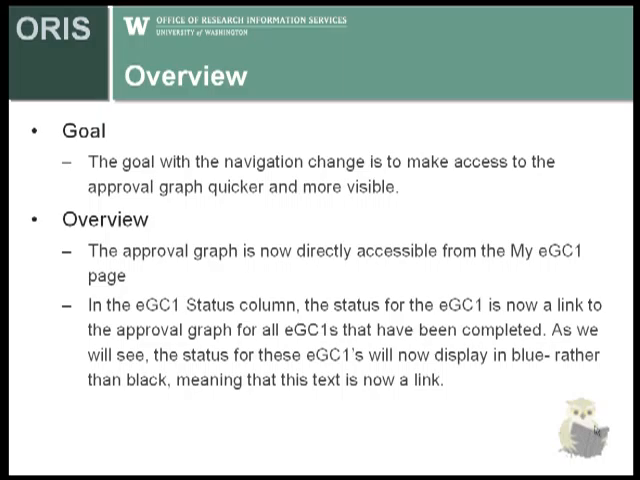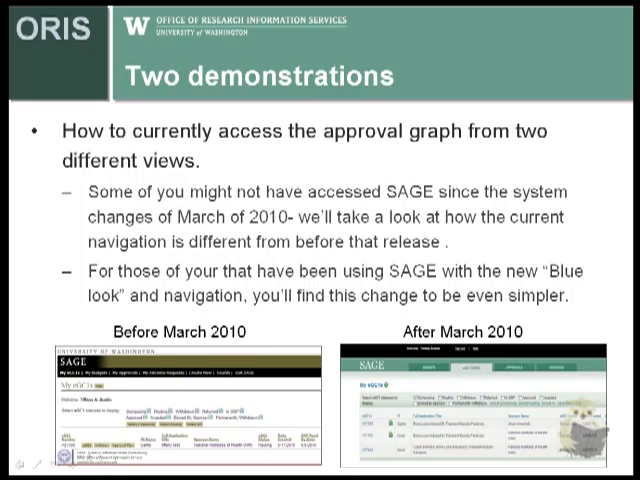Here's a quick overview. The approval graph is now directly accessible from the My EGC1 page. And in the EGC1 status column, the status for the EGC1 is now a link to the approval graph for all EGC1s that have been completed. As we will see, the status for these EGC1s will now display in blue rather than black, meaning this text is now a link. I'd like to show you how to currently access the approval graph from two different views.